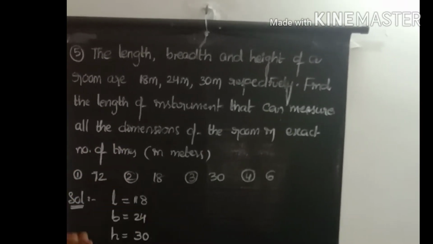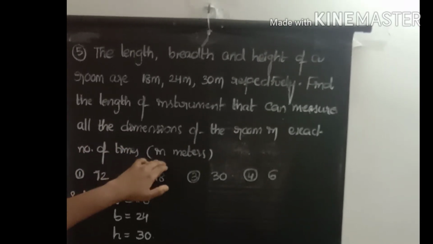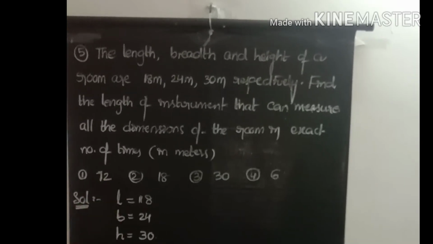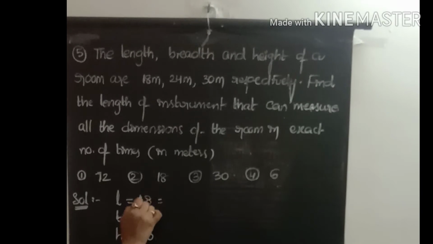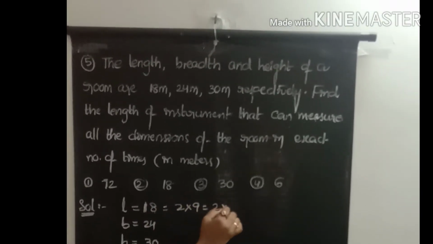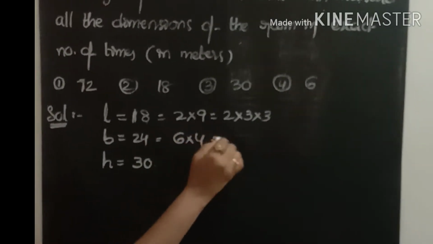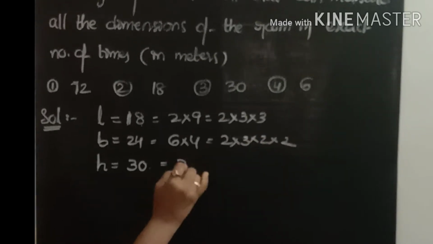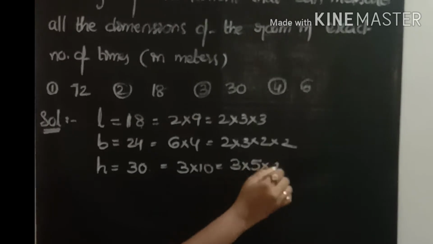So to find the length of the instrument that can measure all the dimensions in the exact number of times, we can take the HCF of these three numbers. So first we are finding the HCF of the three numbers. First 18 can be taken as 2 into 9, that is 2 into 3 into 3. And 24 is 6 into 4, which is 2 into 3 into 2 into 2. And 30 is 3 into 10, which is 3 into 5 into 2.